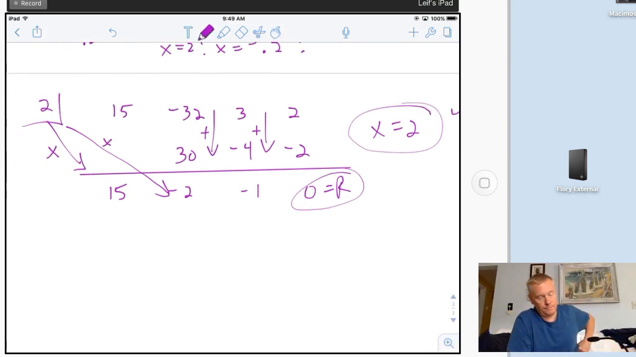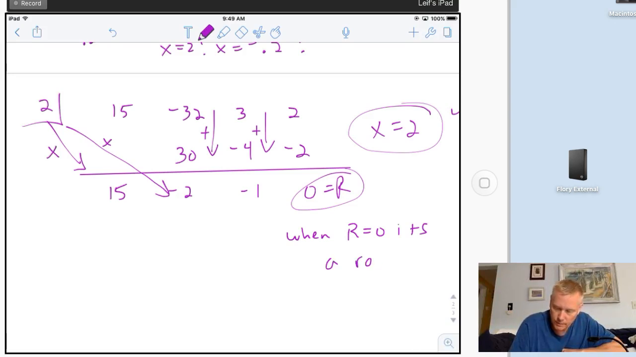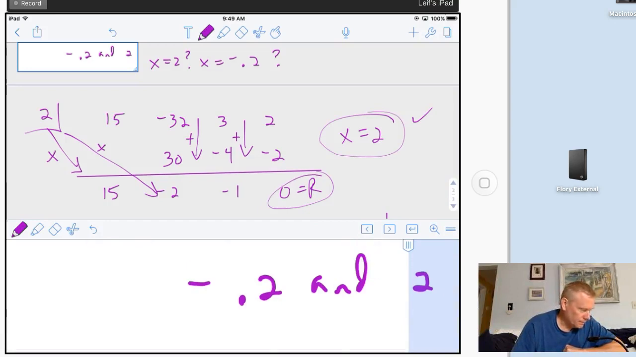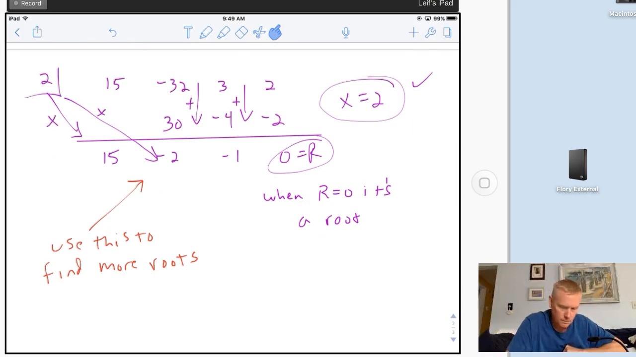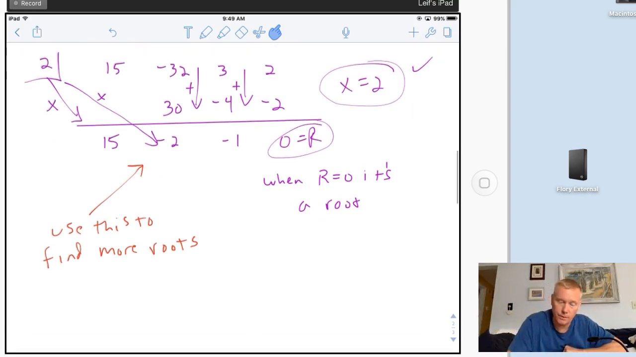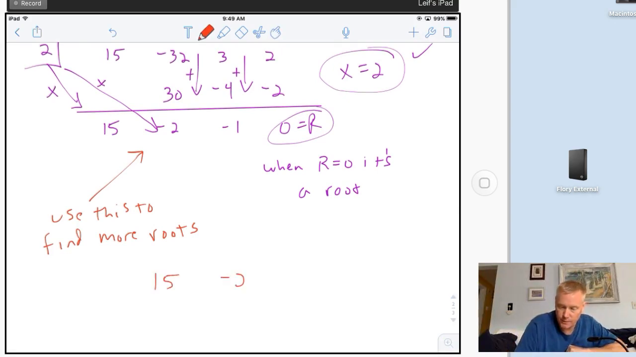Now, you're not done yet. You want to find the other ones. You got to find all of the rational roots here. Write that down: when r equals 0, it's a root. And then what I usually do is I use this to find more roots. So I don't necessarily go back to the original 15, -32, 3, and 2. I'll use this one. I'll go 15, -2, -1, and figure out what the rest are, okay?